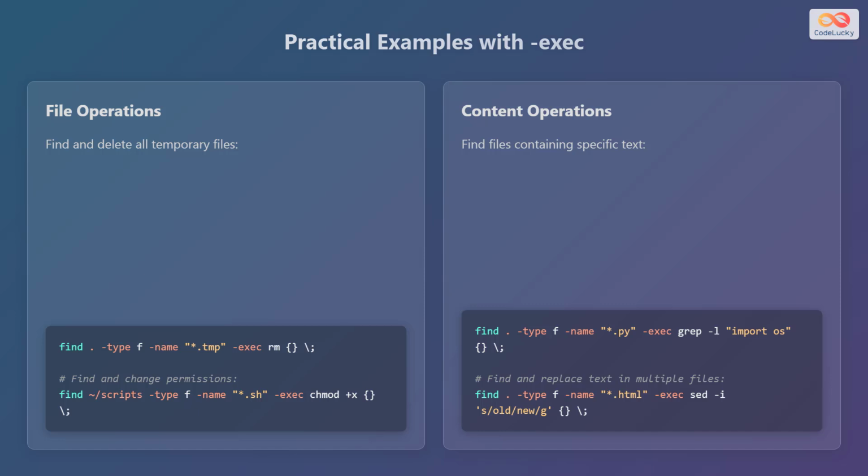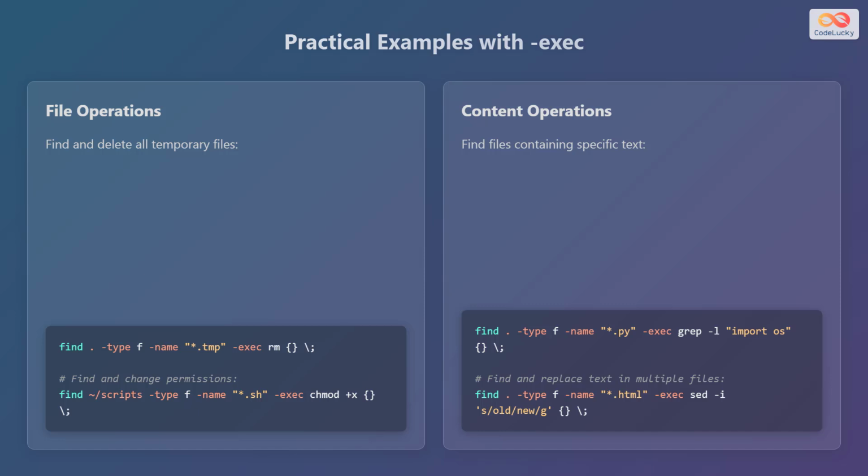To find and change the permissions of shell scripts, you can use the command find /scripts -type f -name "*.sh" -exec chmod +x {} \;. This command finds all shell script files in your scripts directory and makes them executable. To find files containing specific text, you can use the command find . -type f -name "*.py" -exec grep -l "import os" {} \;. This command locates all Python files in the current directory and lists those that contain the text import os.